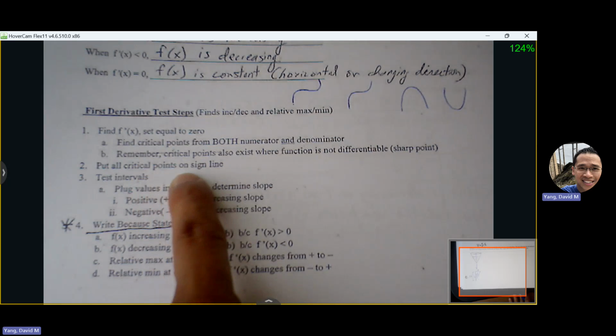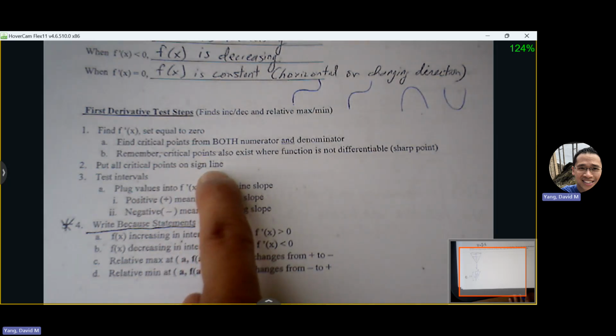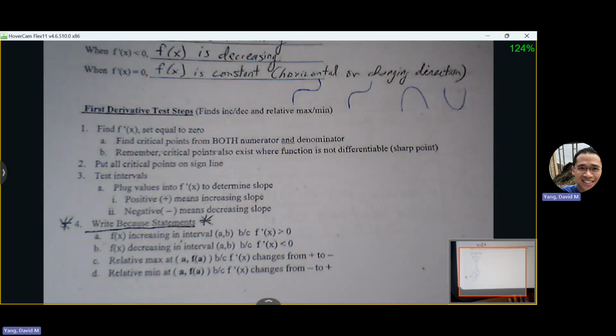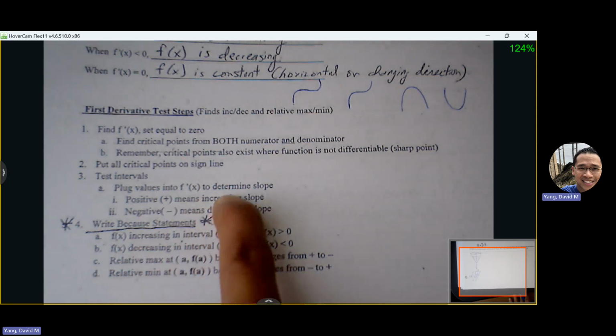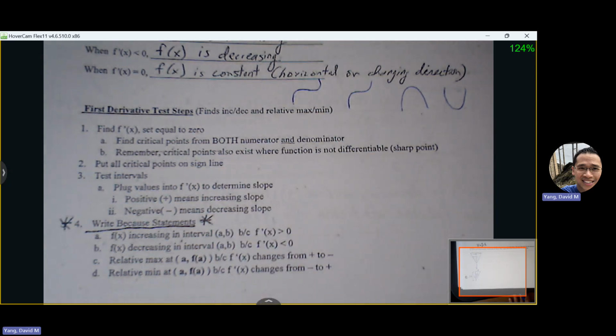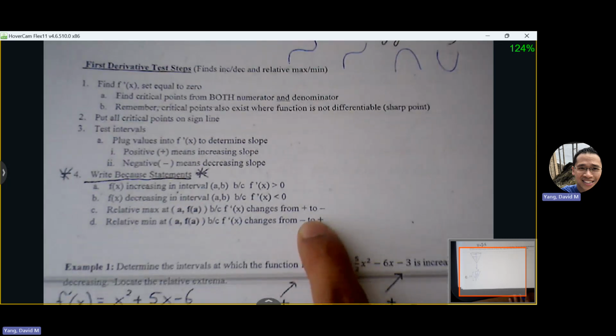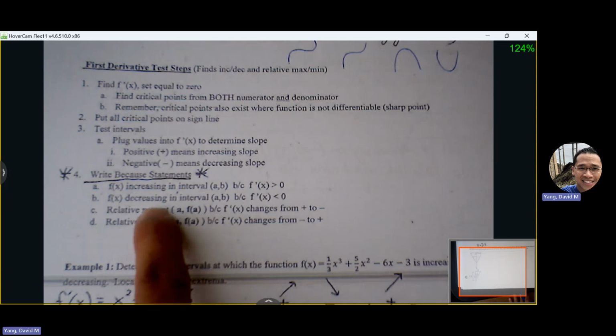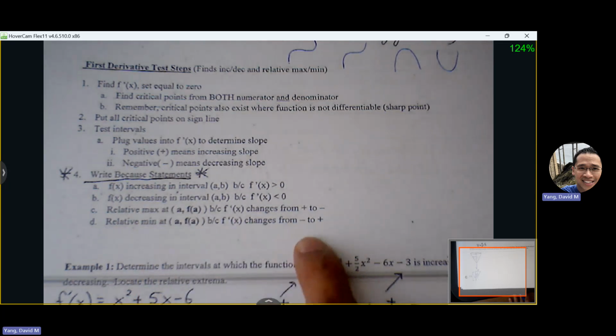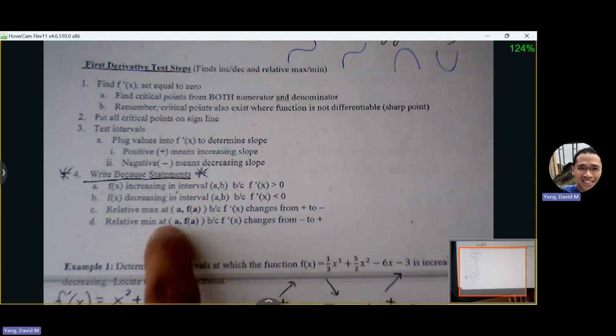Next step, we're going to put all these critical points onto the f prime sign line, just like how we were doing with the velocity sign line with particle motion. And we're going to plug values into f prime to populate the sign line. So we're going to pick values in each subinterval to plug into f prime, and then we're going to be able to indicate whether each region is a positive slope or a negative slope. Whenever there is a change from a positive slope to a negative slope, we can confirm that there's a relative max at that point. Whenever the slope changes from negative to positive, we can confirm that there is a relative minimum at that point.